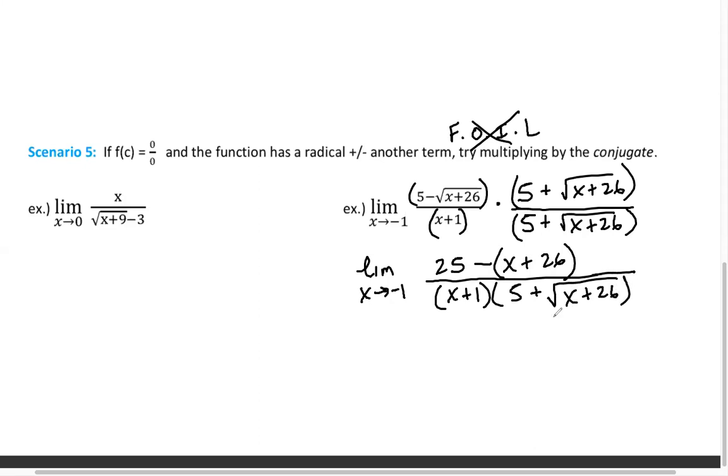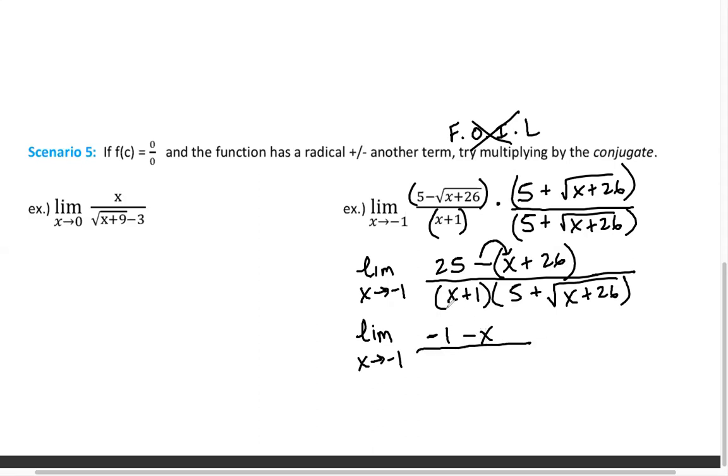All right. So let's rewrite our limit as x approaches -1. Let's simplify this numerator a little bit. We have 25, and then we're going to subtract the 26. 25 take away 26 is going to be a -1. And we also have to distribute this minus to the x, so that's going to be a -x. Okay, we've got some good algebra work going on here.